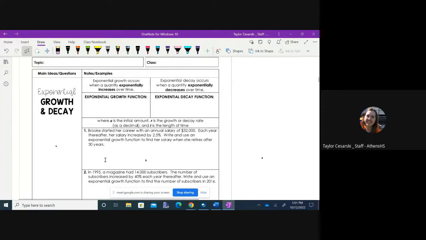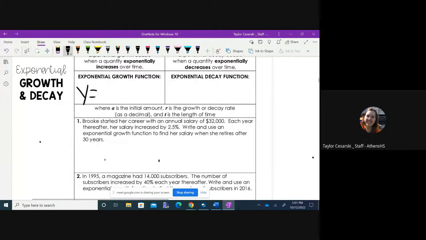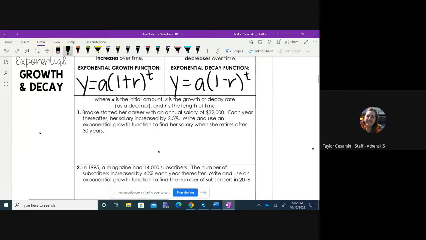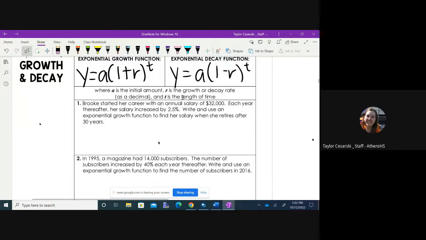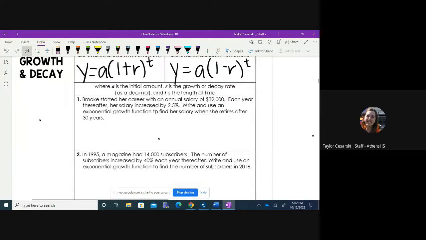Exponential growth, the formula for that is y equals a(1 plus r)^t, and then decay, a(1 minus r)^t. So that's how you tell whether it's growth or decay, by looking at whether it's 1 plus or 1 minus. All right, so we're going to do two examples here. Notice that r is the rate as a decimal, so that's important.